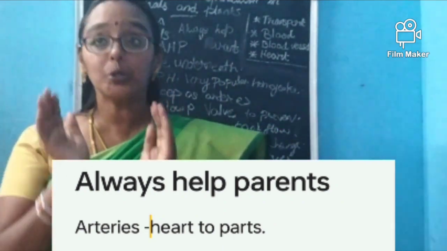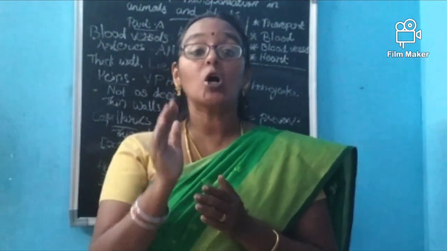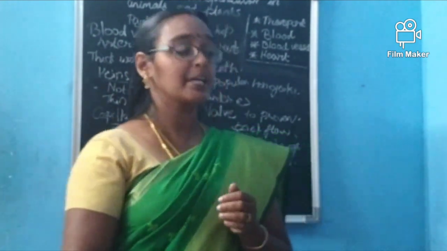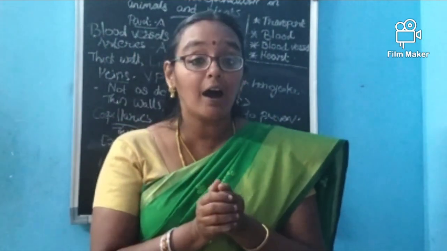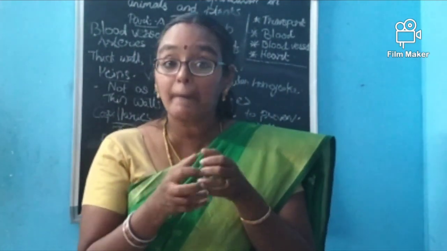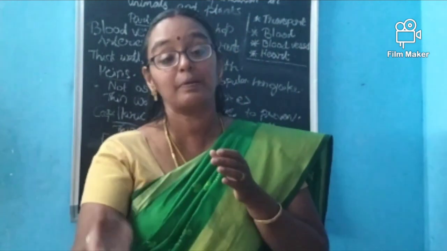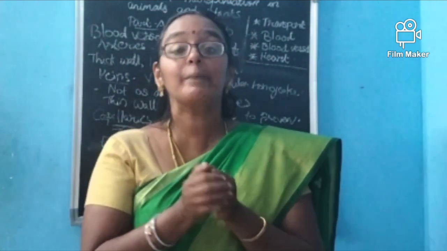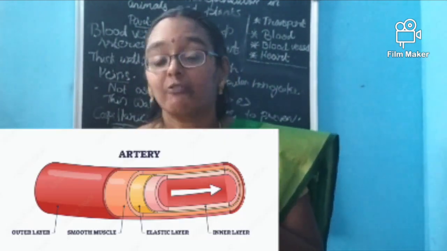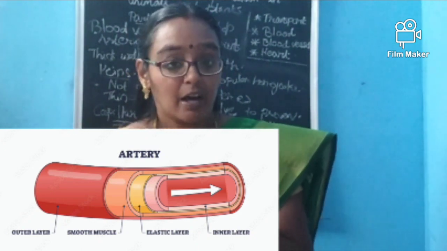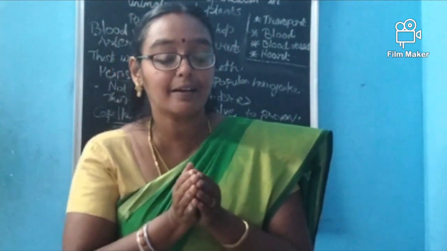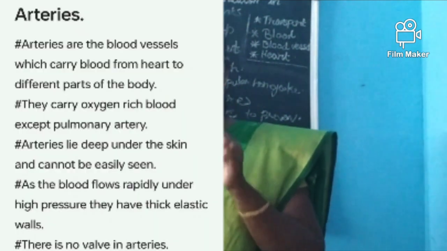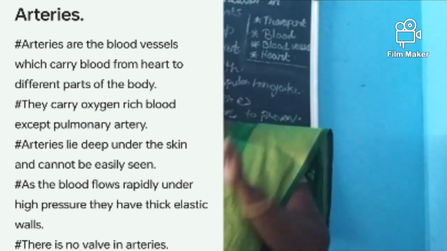Usually it will carry which kind of blood? Oxygen rich blood, because it is carrying the blood from the heart to different parts, right? And most often the heart is pumping directly into this blood vessel. So what will happen? The blood vessel has to be thicker. Only then it will be able to bear the pressure from the heart. So are the walls of arteries thinner or thicker? It should be thicker. The walls of arteries are thicker because the heart is directly pumping blood through these walls.